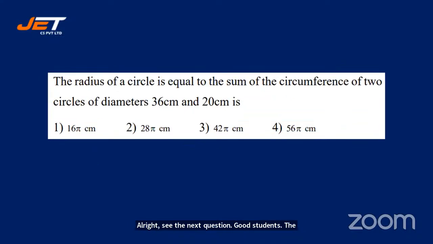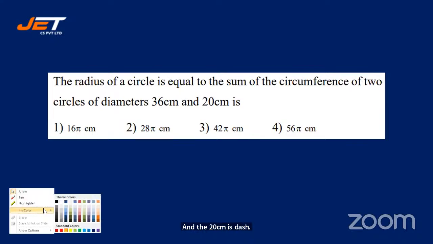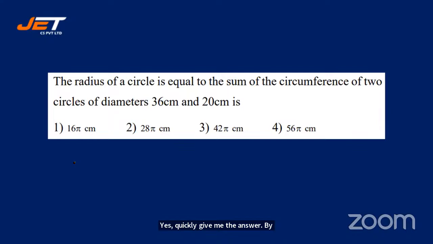The radius of a circle is equal to the sum of the circumference of 2 circles of diameters 36 centimeter and 20 centimeter is dash. Yes, quickly give me the answer. By then, let me explain it very quick because we are running out of time. So let's assume the radius to be 2 pi r1 plus 2 pi r2. All right. So we are taking 2 pi to be common, which is r1 plus r2.